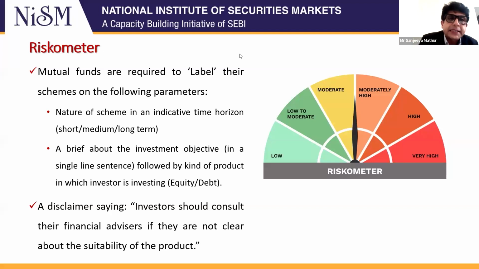It tells you about the scheme you're looking at, how risky it is, what the risk parameters are. It goes from low to very high. Very high was added just 1 year back. It goes from low to moderate, moderate, high, very high. If you're investing in equity, obviously it will be on the higher side.